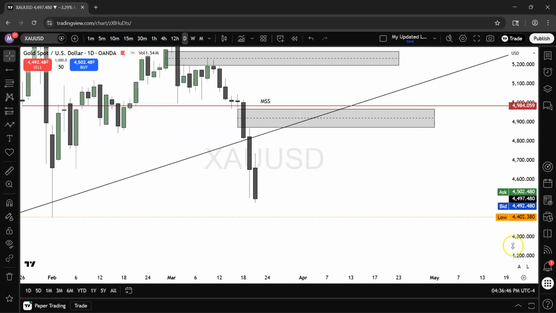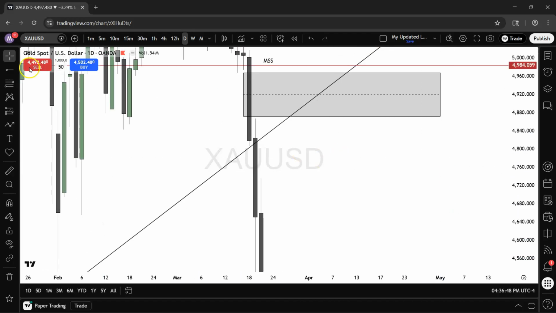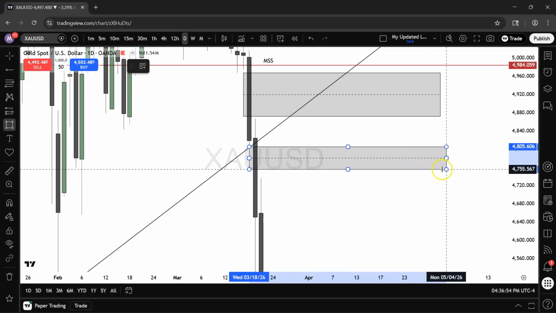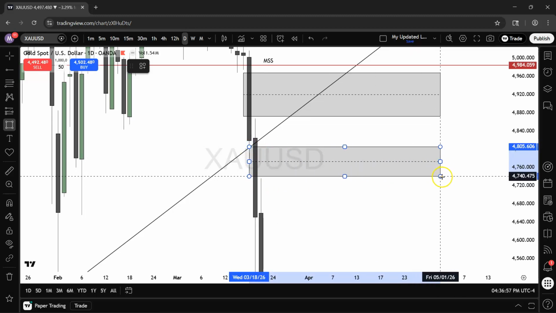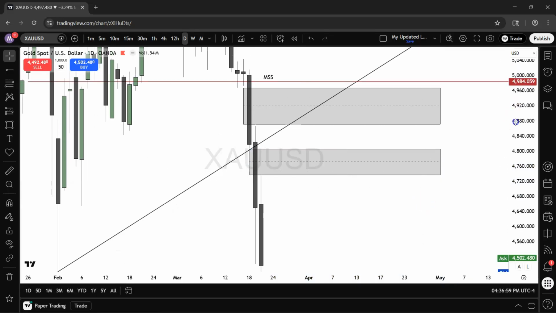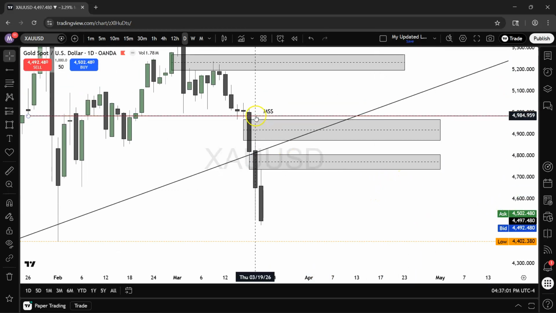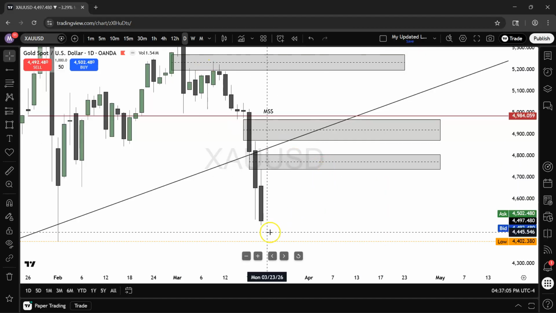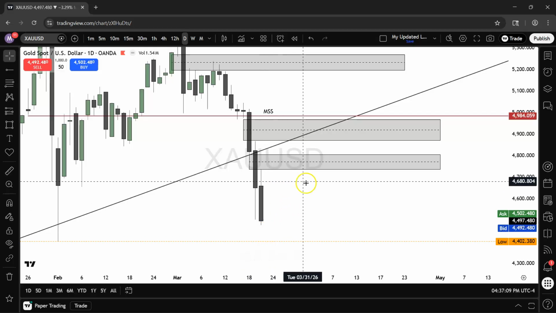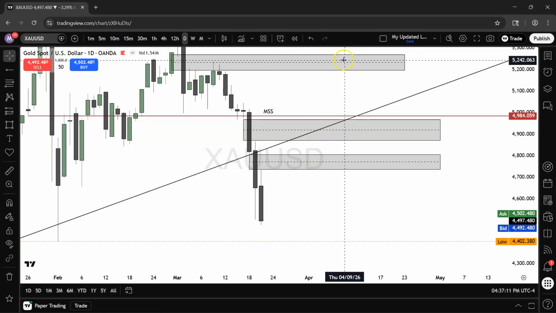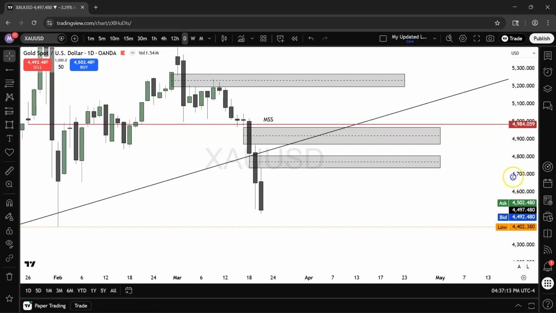Okay, but lo and behold, there's another gap underneath it. And we're going to mark up that gap with the rectangle. Here's another gap. So I'm creating, or marking up, these gaps to remind me that the market, the candles, has to come back and fill these gaps before it can go lower.